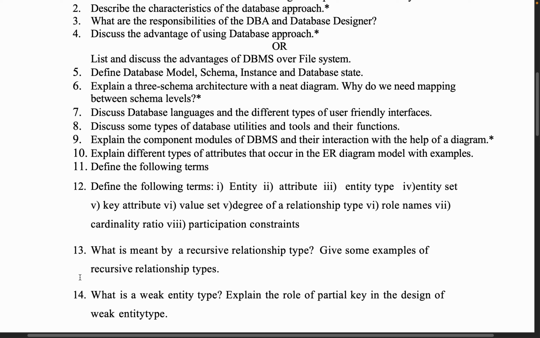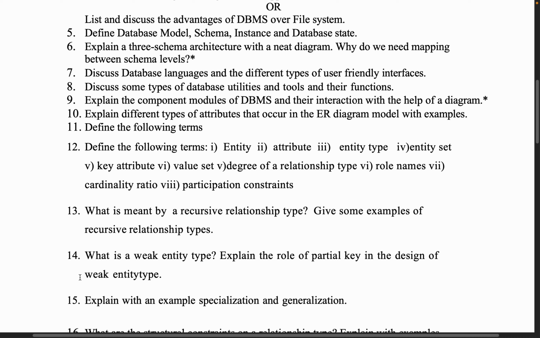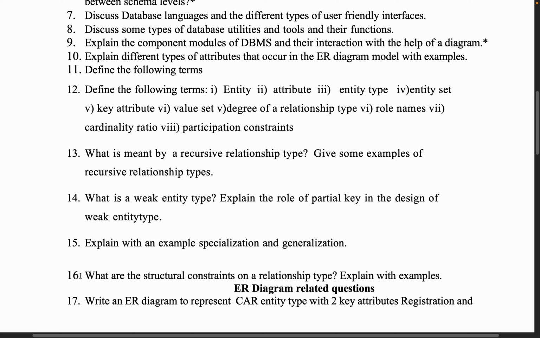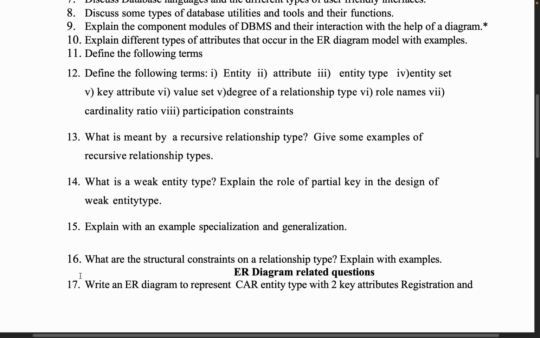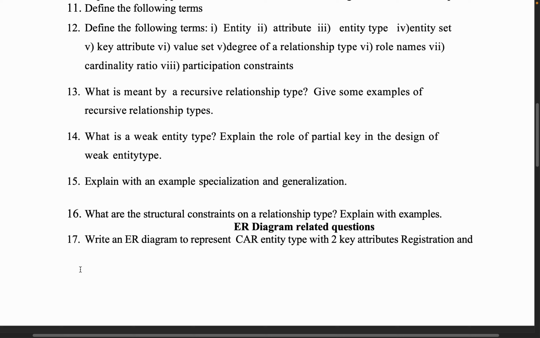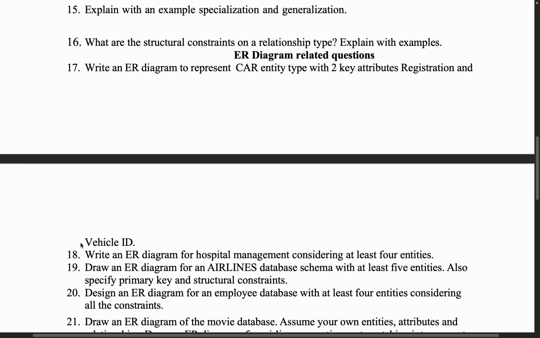Then go through the next one, the 13th: what is meant by a recursive relationship type, and give some examples of recursive relationship types. Then: what is a weak entity type, and explain the role of the partial key in the design of a weak entity. Then the next is: explain with an example specialization and generalization, and what are the structural constraints on a relationship type. These are ER diagram related questions. Then the 17th: write an ER diagram to represent a car entity type with attributes registration and vehicle ID. Then the 18th: write an ER diagram for hospital management considering at least 4 entities.